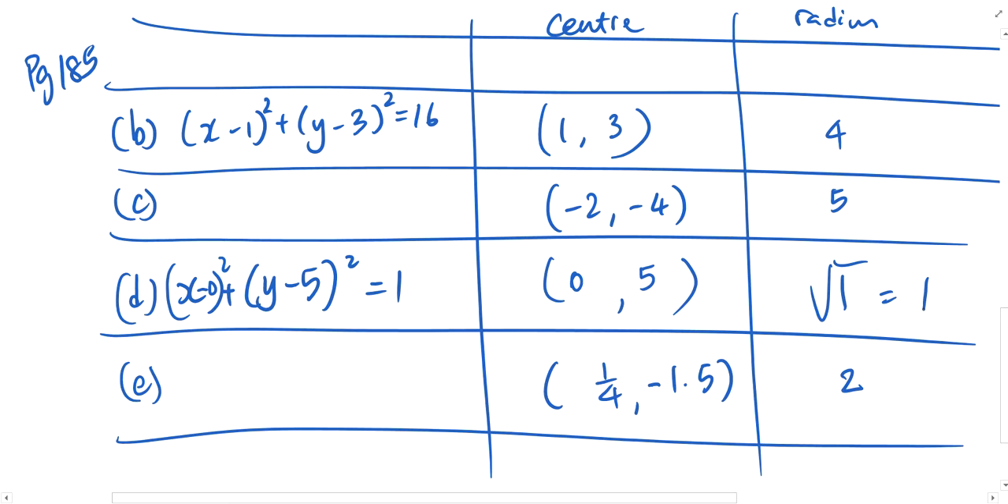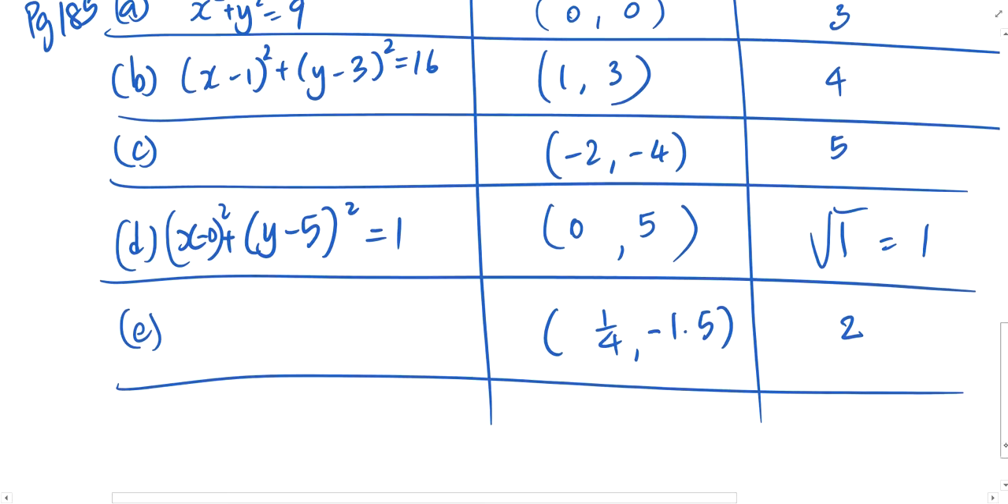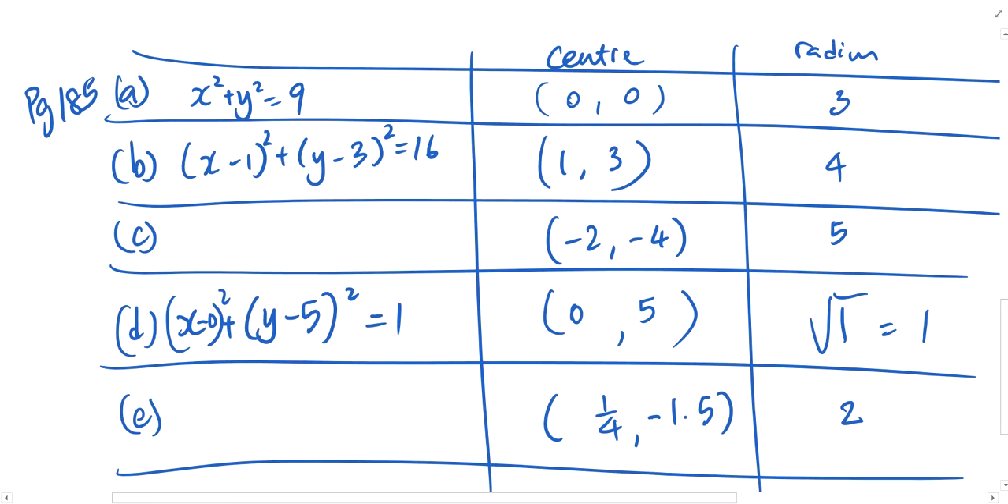Okay? Now for part A. X squared plus y squared equals 9. What is the radius? 3. What is the center? You know why it's (0, 0) already? Simple enough? And then what happens if I give you, for example, part B. Let me copy down part B.